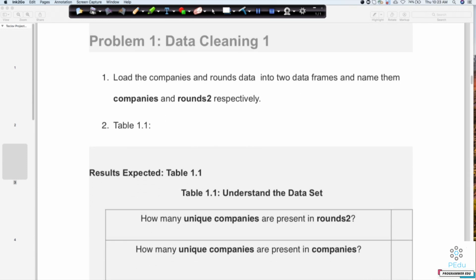Now let's go to problem 1, which is data cleaning. Definitely when you get the data in data science, it's very important that you first look at the data and do some cleaning. If you just directly jump to doing anything else and do not clean and bring the data into the proper format, you are actually not doing the right thing. So make sure that you do data cleaning.